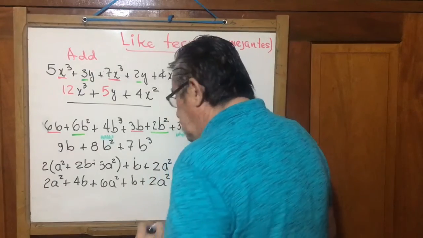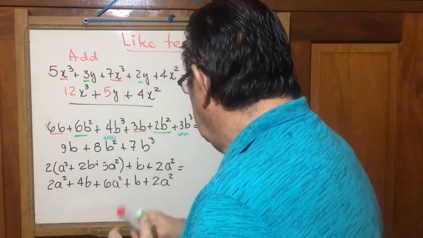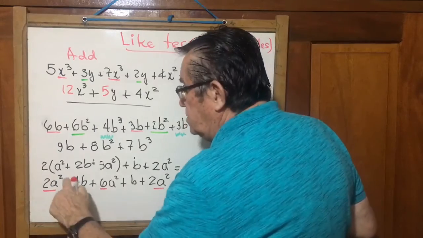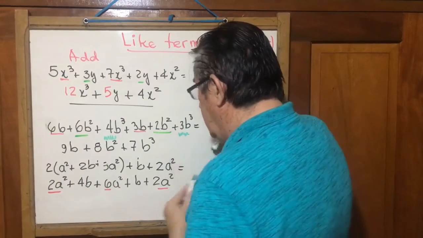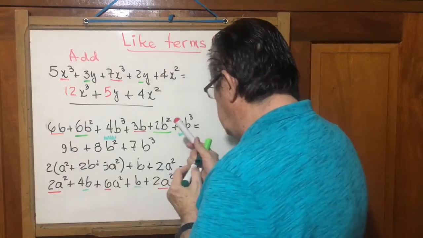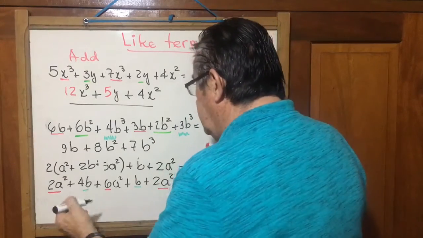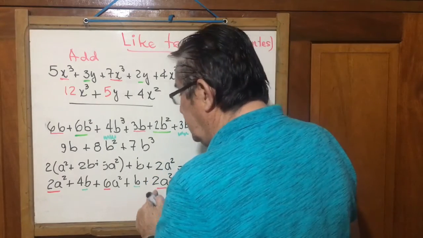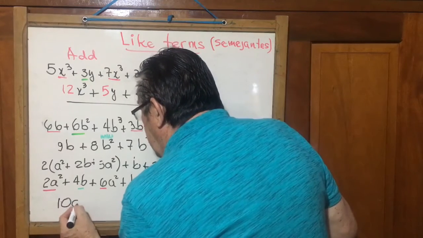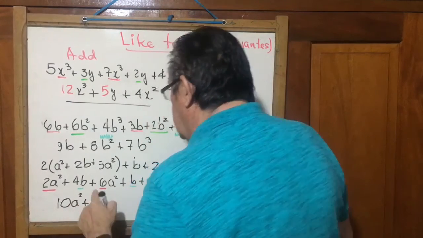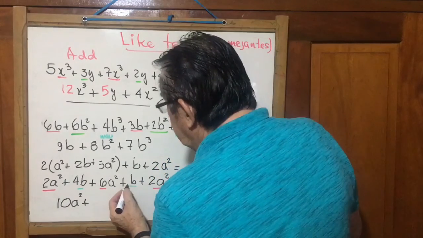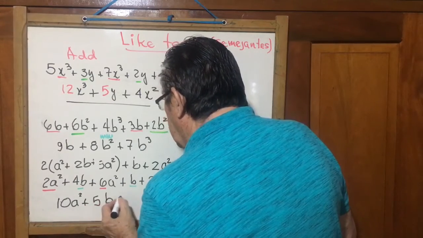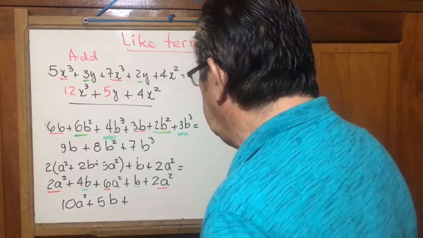Now, I can do my research of which are like terms. These are like terms because they are a to the square. And b's are like terms too, so that means I can add them. I will add the red ones. 2 plus 6 is 8. 8 plus 2 is 10. So 10a to the square plus 4, plus, oh, here it's supposed to be 1. 4 plus 1 equals 5b. And I finished. That's it.